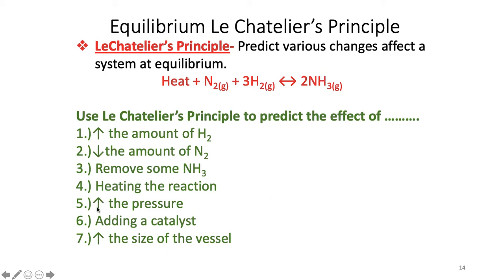What if I increase the pressure? Now, what happens for pressure? If I increase the pressure, I know that it's going to be dependent on the number of moles of the reactants and of the products. If I increase the pressure, the system is going to shift in such a way as to decrease the pressure, because I'm increasing it. So the reaction is going to try to counteract the change that I introduced, which is increasing the pressure. So it's going to try to decrease the pressure.